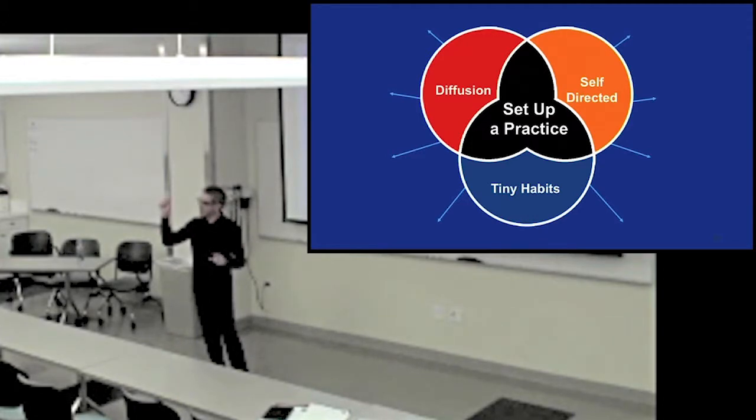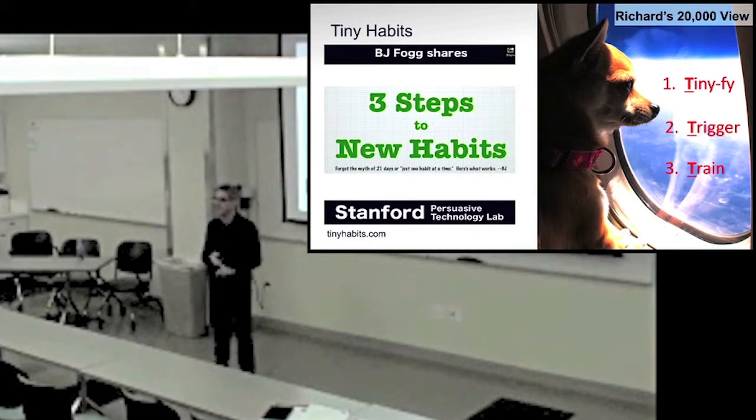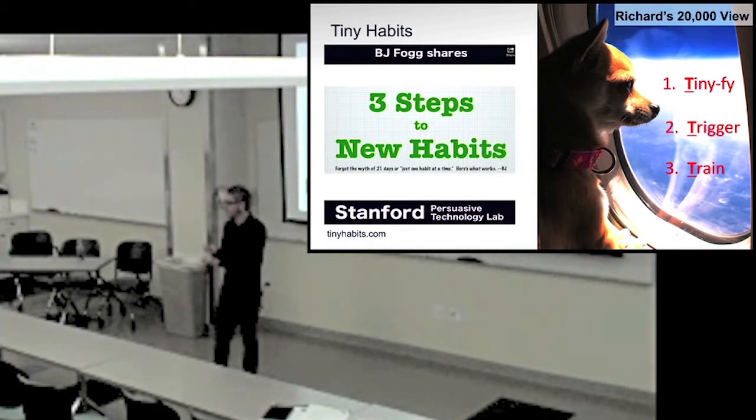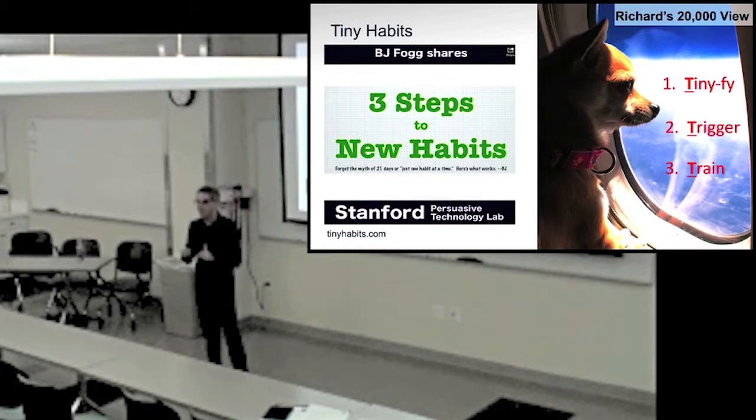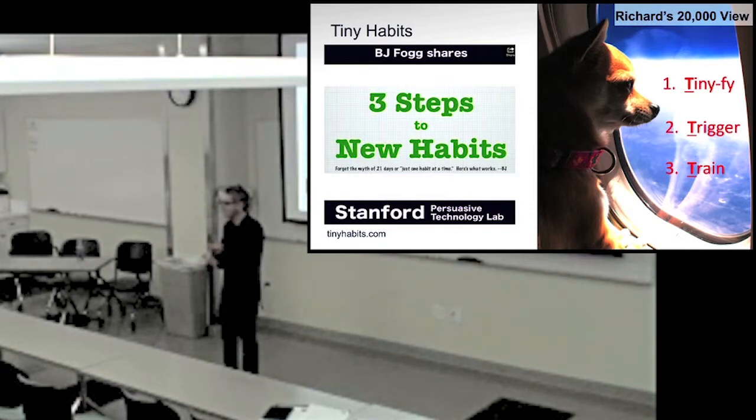Slide. 20,000-foot view, Richard's view on tiny habits. The 3 T's. It's a medical thing, like the 5 T's and the H's. 3 T's for tiny habits. Tinify, trigger, train. Tinification. Isn't that a cool word? That's what he calls it.